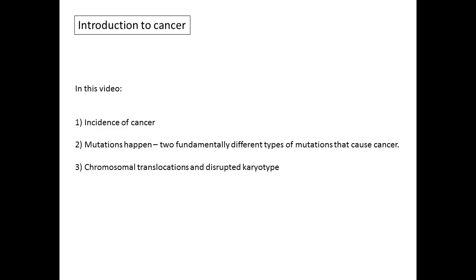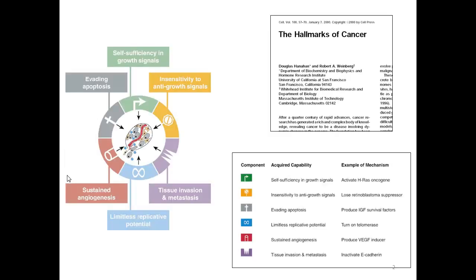Hi there. In today's series of videos, we'll talk about cancer and various aspects of it. In this first video, we'll talk about the incidence of cancer in our populations. We'll talk about mutations that give rise to tumors. We'll talk about two different fundamental types of mutations that cause cancers. And then we'll also end with a brief discussion about other types of chromosomal abnormalities that can lead to cancers.